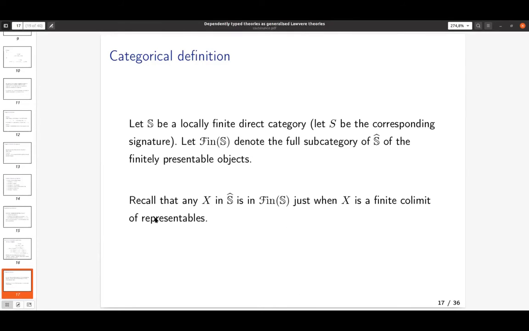Right. So here's the categorical definition. Let S be a locally finite direct category, and let fin S be the category of finitely presentable presheaves on S. So when I say presheaf, I mean contravariant set-valued presheaf. And of course, a finitely presentable presheaf is exactly a presheaf that can be written as a finite colimit of representables.